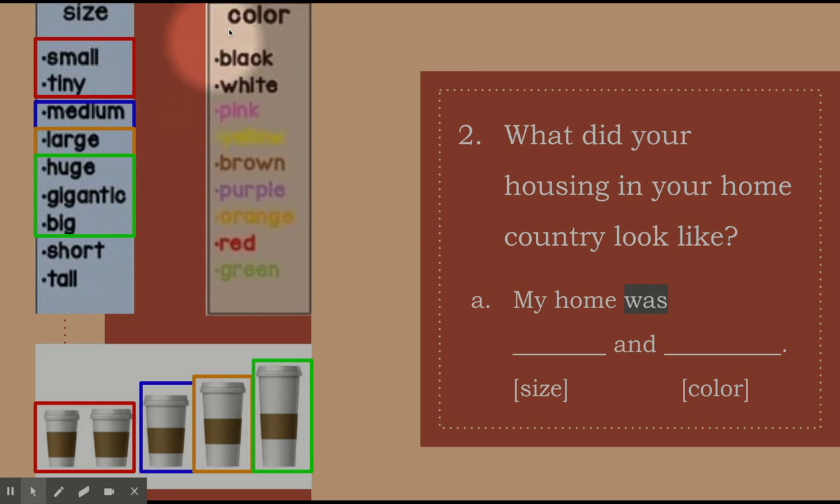And we can also use color to describe our homes. For example, my house was black, white, pink, yellow, brown, purple, orange, red, or green. So I will say my home was small and pink.